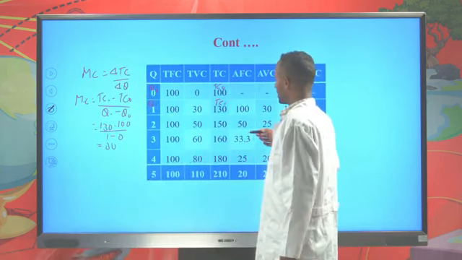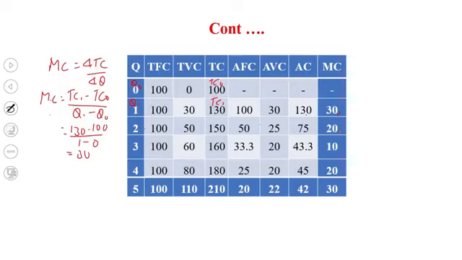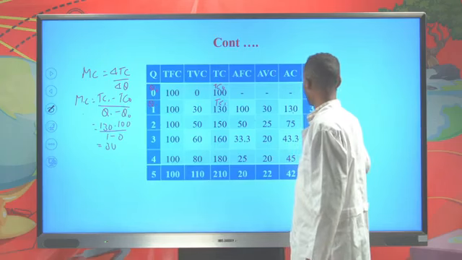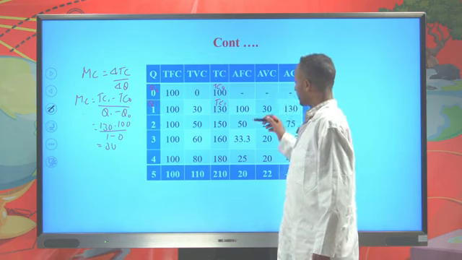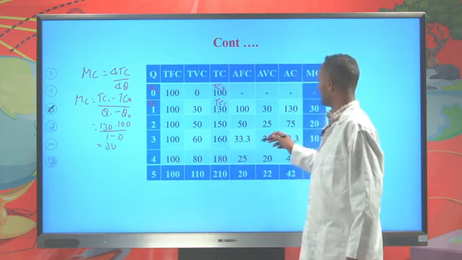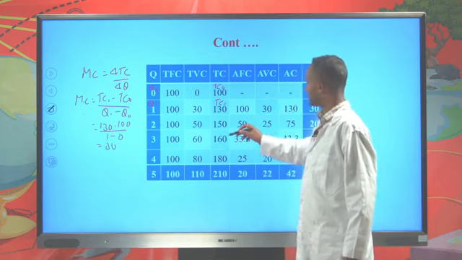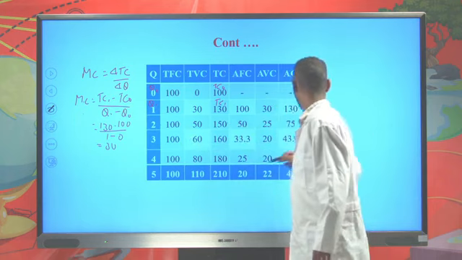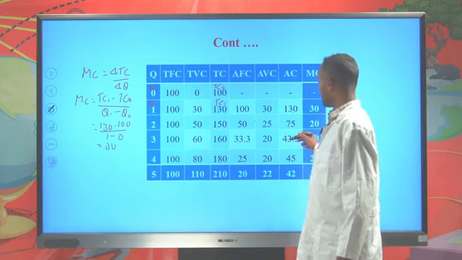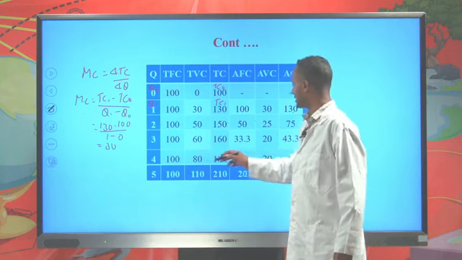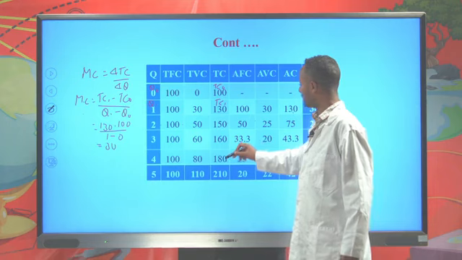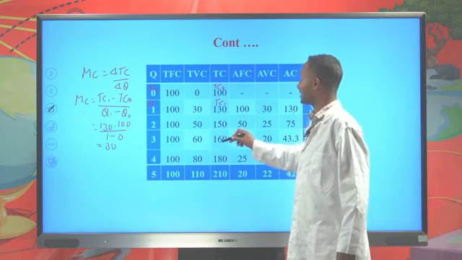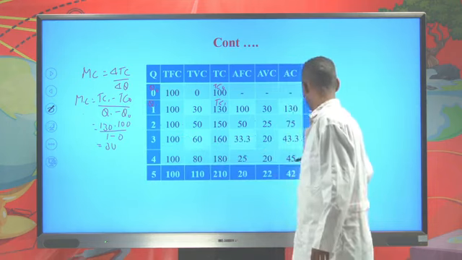Similarly, the marginal cost of producing 2 units of a commodity is 150 minus 130 divided by 2 minus 1, which is 20. The marginal cost of producing 3 units of a commodity is change in TC, which is 160 minus 150 divided by 3 minus 2, which is 10. And the marginal cost of producing the fourth is change in TC, which is 180 minus 160 divided by 4 minus 3, which is 20.